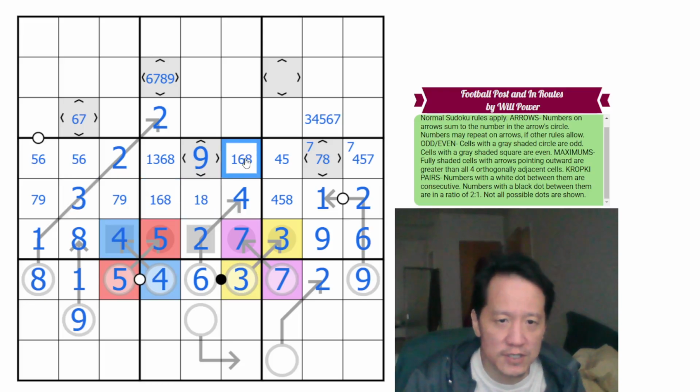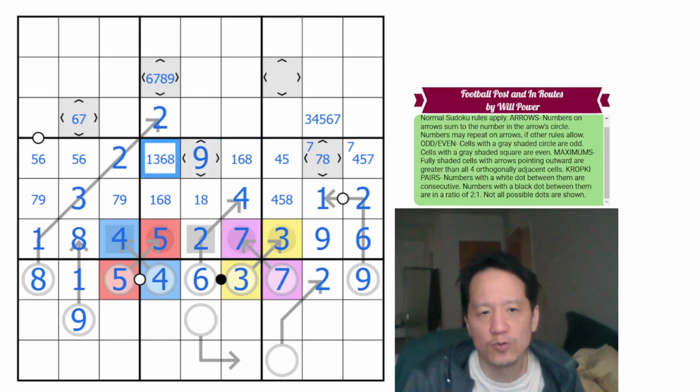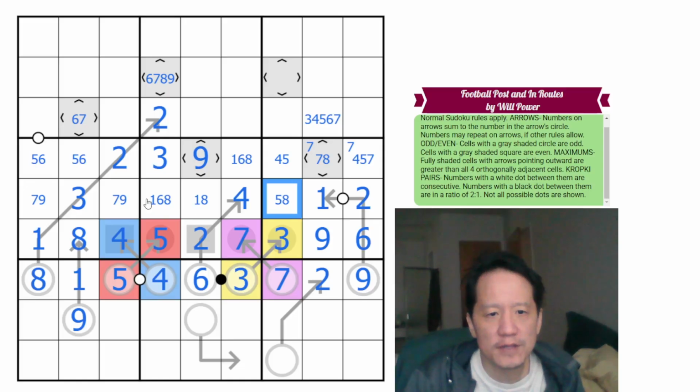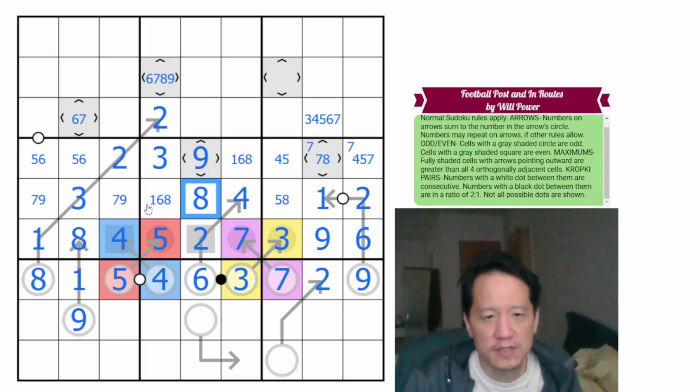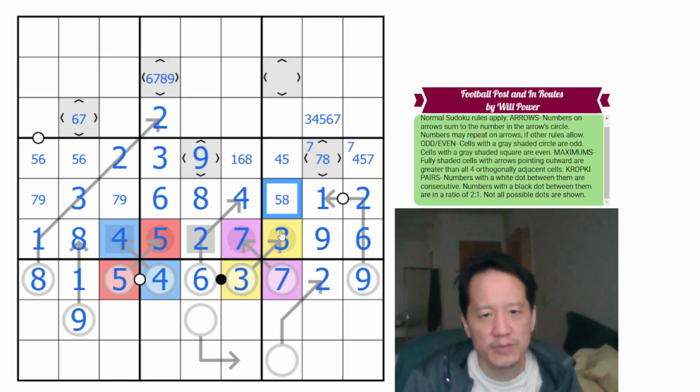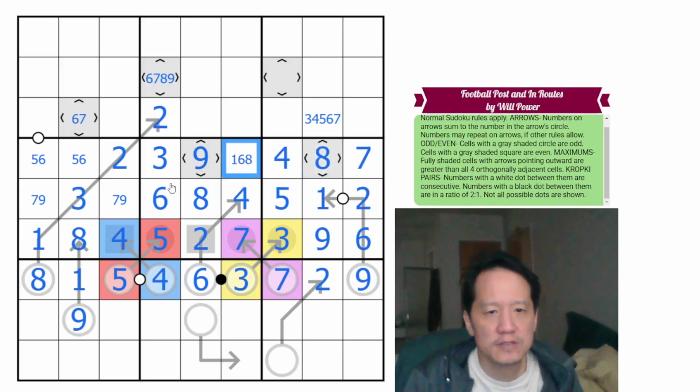We now have a 1, 6, 8 triplet in this box, which eliminates 1, 6, and 8 from that box. Therefore, this is a 3. This can't be 4. And this can't be 1 because of the 1, so this must be 8. This can't be 1 or 8, so this is 6. This can't be 8, so this is 5, which makes that a 4. This can't be 4 or 5, so this is 7, which makes that an 8. This can't be 6 or 8 because of what's in the box, so this must be a 1.